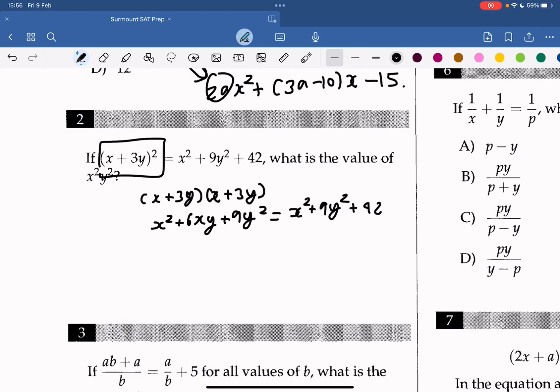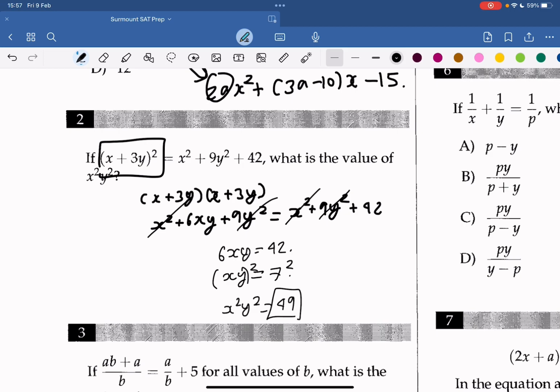And we can simplify by crossing out the common terms. And this will lead us to have 6xy is equal to 42. And then we divide by 6 on both sides, and we'll get xy is equal to 7. And since xy is equal to 7, we're trying to find the value of x squared y squared. We can just square both of these sides. So x squared y squared is equal to 49. So the answer is 49.